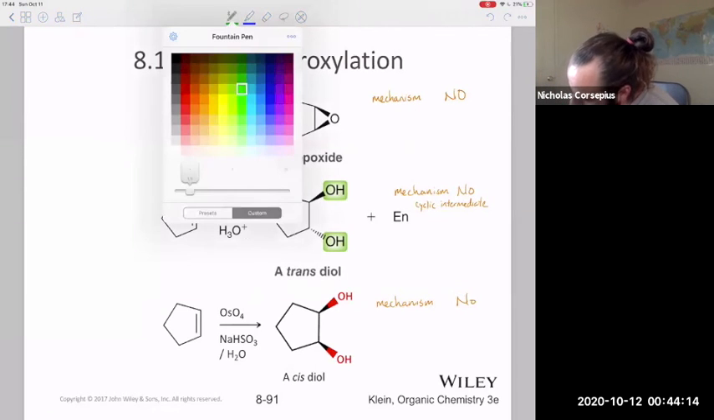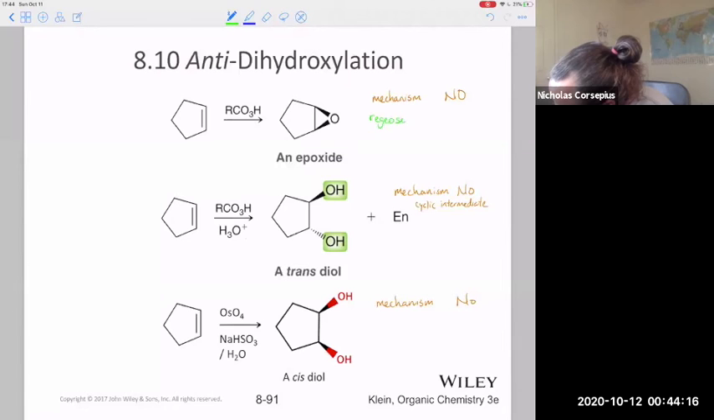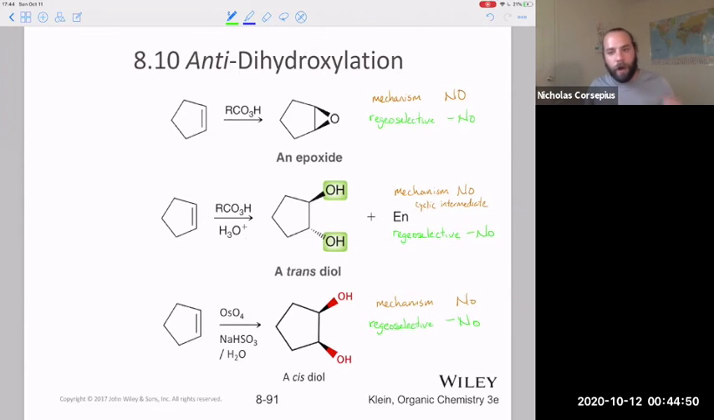This was green. So what about regioselective? No, because you don't have to worry about what's the more highly substituted carbon, what's the less highly substituted carbon. That's not going to factor into your decision when you're thinking about forming an epoxide. It's also not going to factor into your decision in either of these cases. And that's because you're adding OH groups to both sides. Since you're adding the same thing to either vinyl carbon, you don't have to worry about which one's more highly substituted.